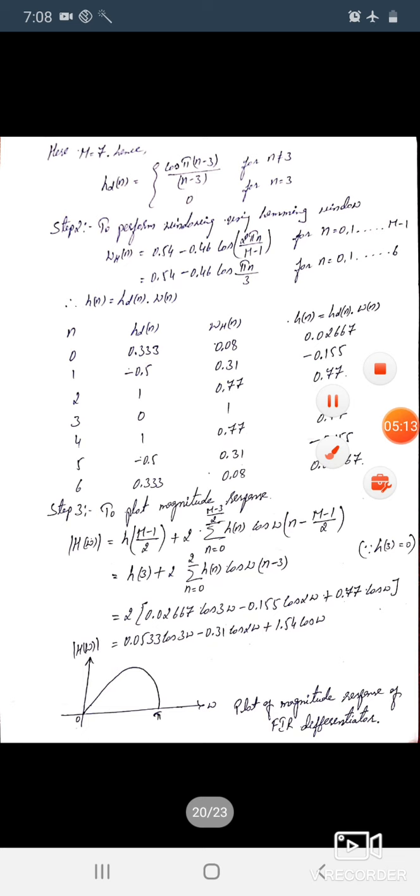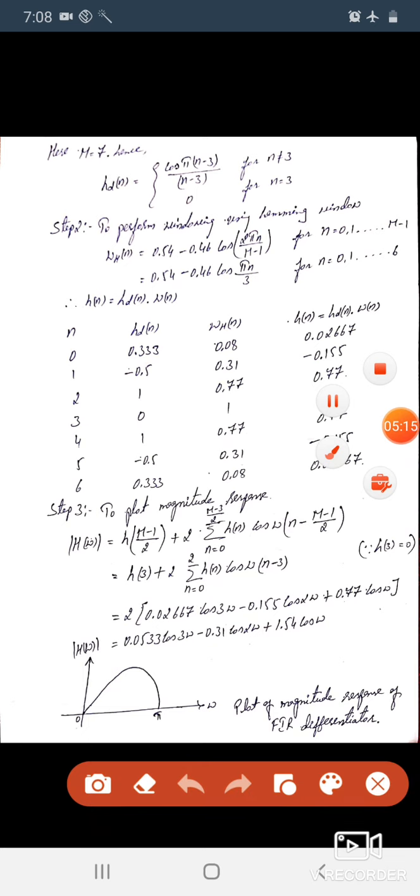Next, after getting the equation, substitute m equals 7. You will get cos pi into n minus 3 divided by n minus 3 for n not equal to 3, and 0 for n equal to 3. Then use the Hamming window equation, that is omega n equals 0.54 minus 0.46 cos 2 pi n divided by m minus 1. Substitute for m and you will get this equation.